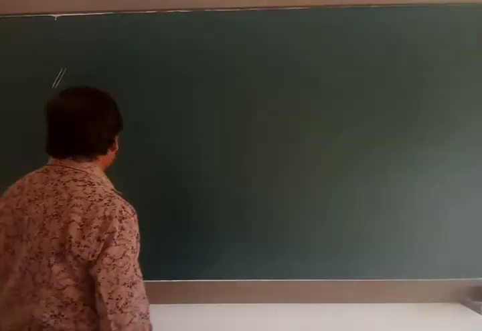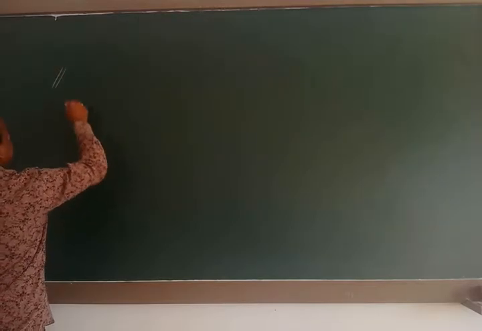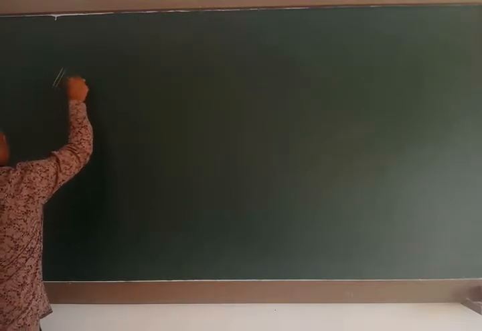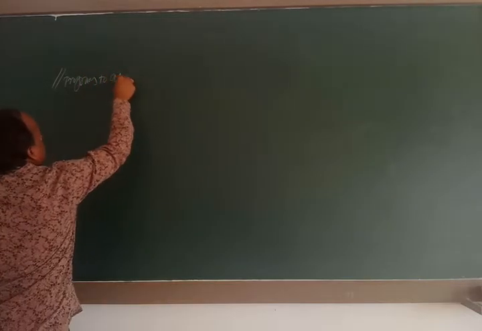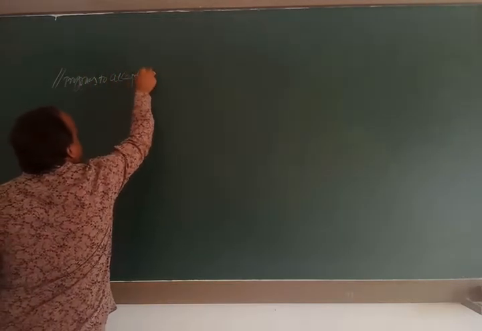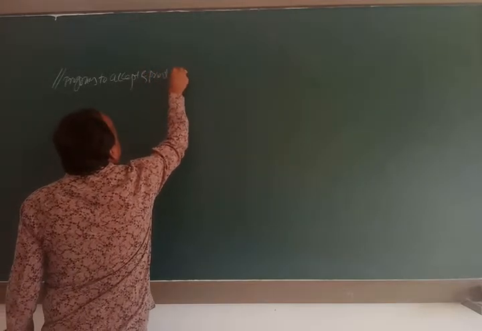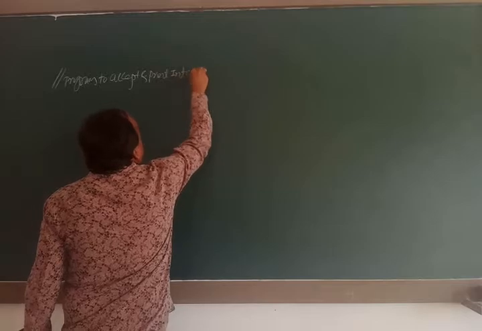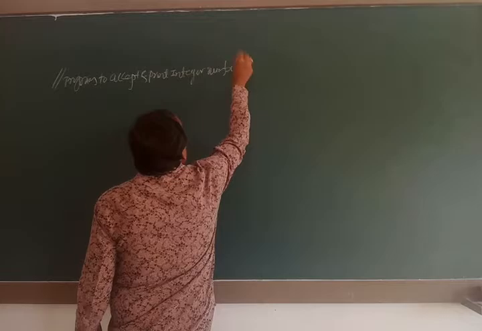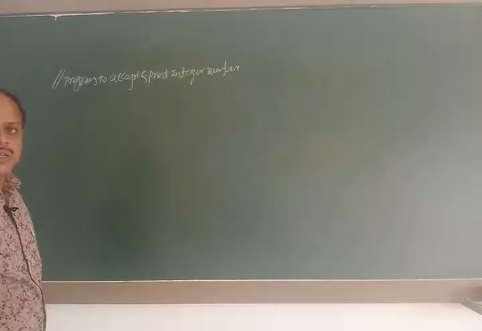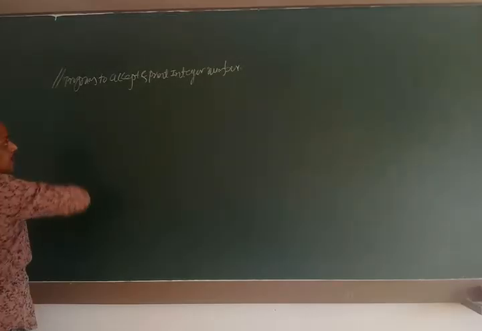So now I am going to write the comment in a single line, therefore I used this double slash: program to accept and print integer number, right? Integer number. If only one line of comment is there, this is enough, double slash is enough.